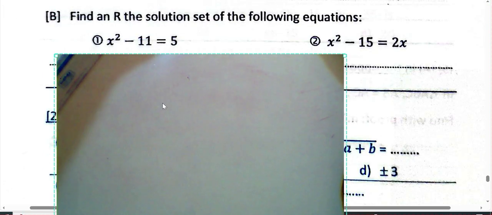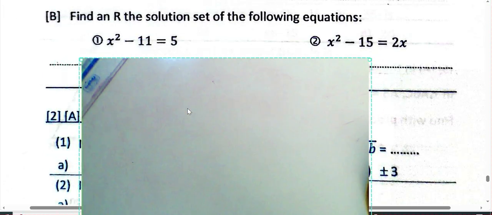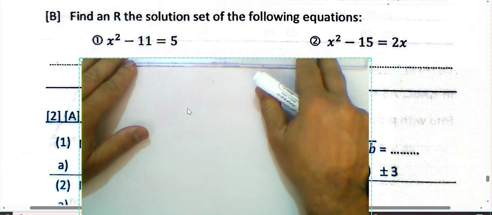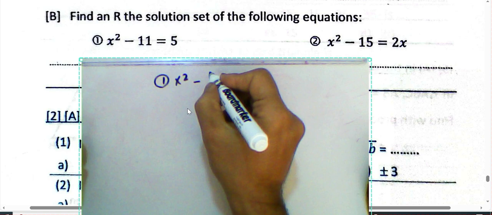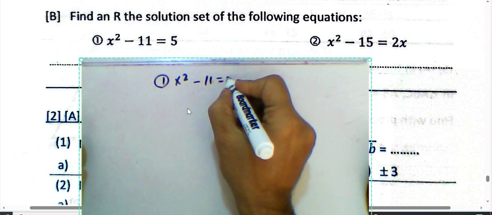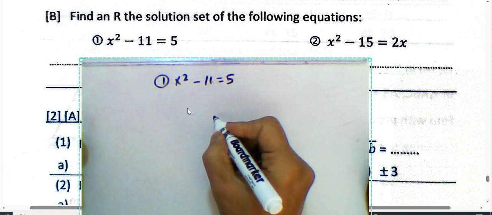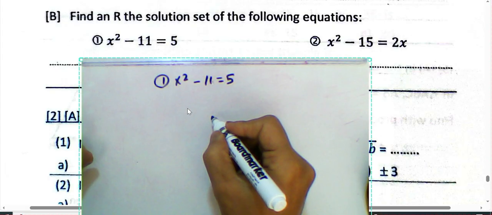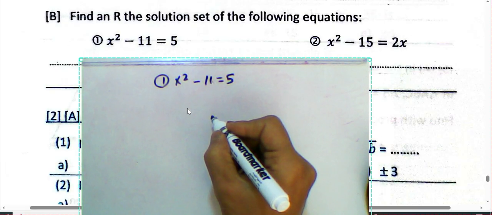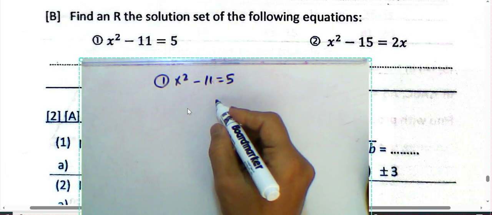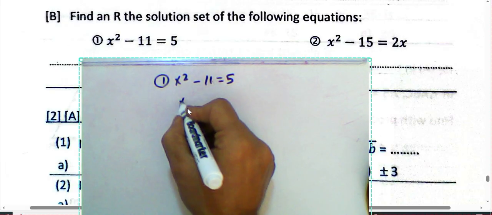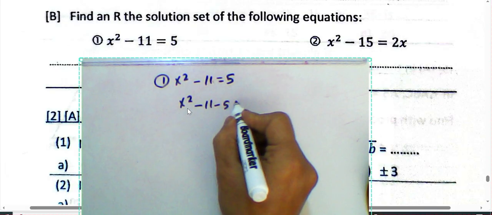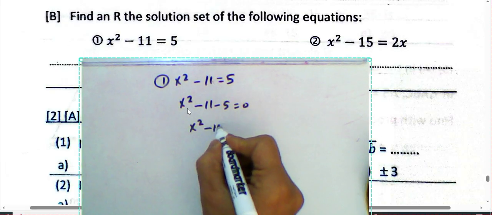Letter B, find the solution set between number 1 and 2. Okay, we can find solution set about this equation. X power 2 subtract by 11 equal 5. Okay, we can move the number 5 to left hand side. X power 2 minus 11 minus 5 is 0. Then x power 2 minus 16 equals 0.